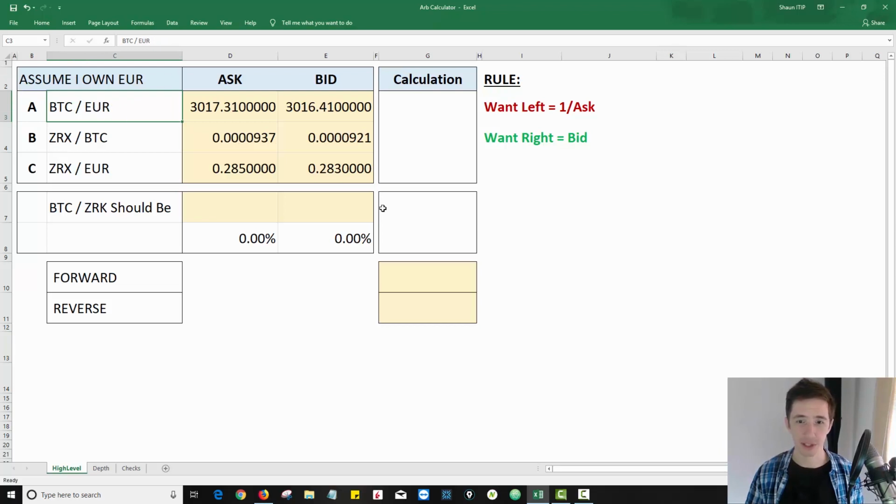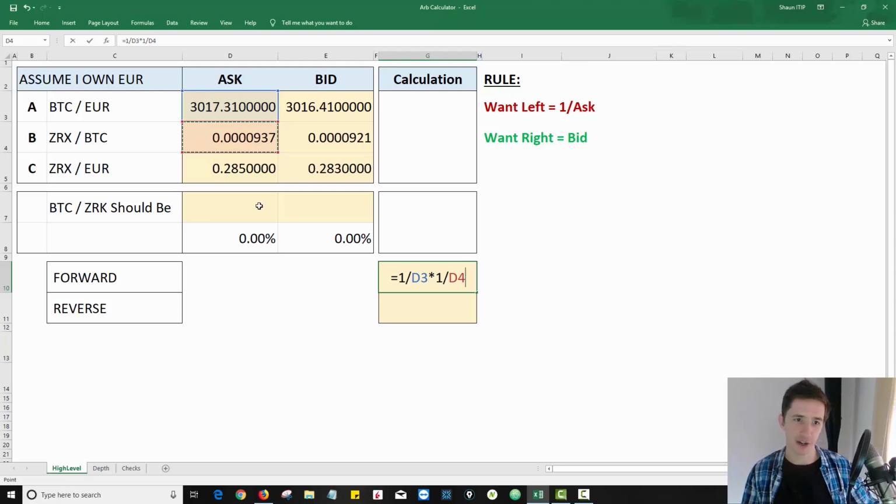So we're going to assume that what we own is on the right over here, which is the euro. So now I want to change euro for Bitcoin. So what I want is on the left. So I'm just going to go 1 divided by the ask. Then the next thing, I've got Bitcoin, now I want ZRX, so I'm going to do 1 divided by the ask, because again, it's on the left. So these are the rules we covered in the previous video.